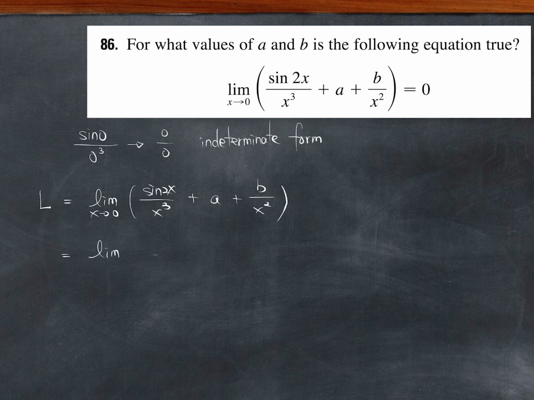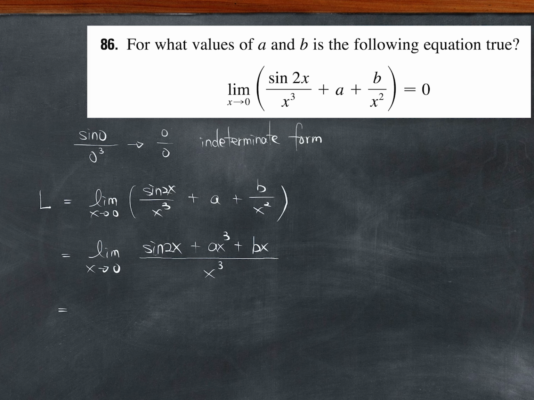So this is going to be our second step. To combine terms into a single fraction, we need to find their common denominator. I think x cubed can do. So let's use x cubed, and we're having sine 2x. A becomes ax cubed, and b becomes bx, right?